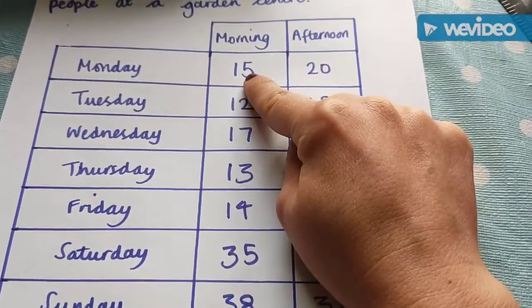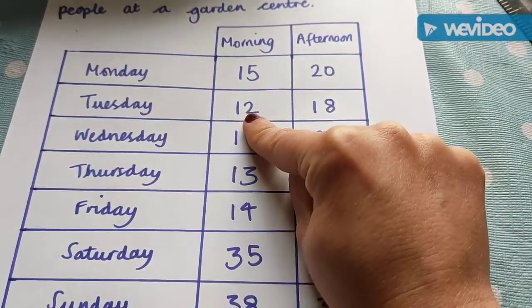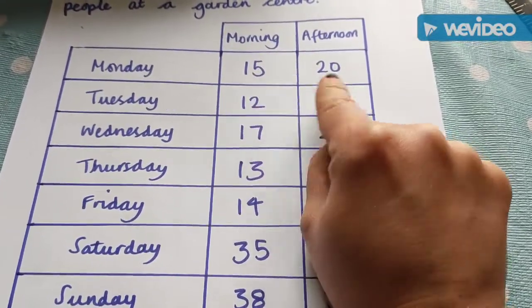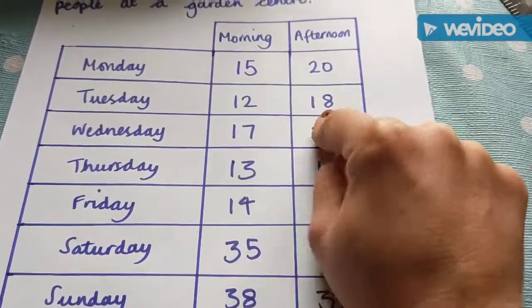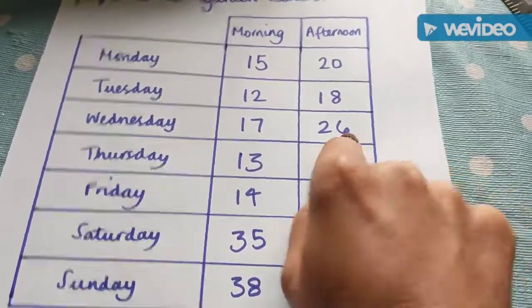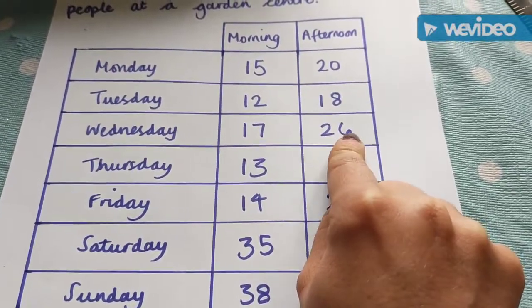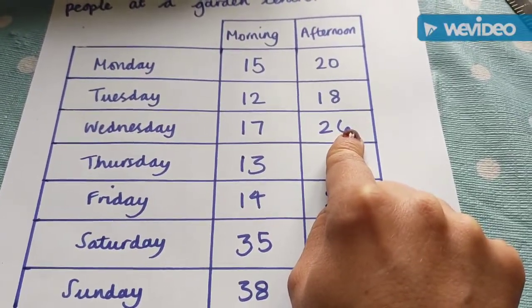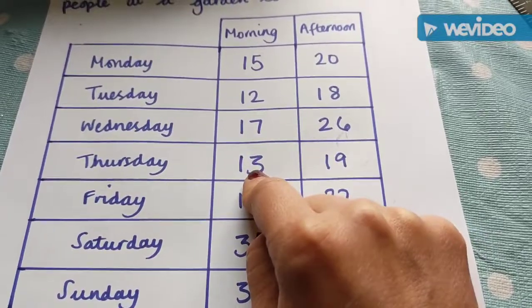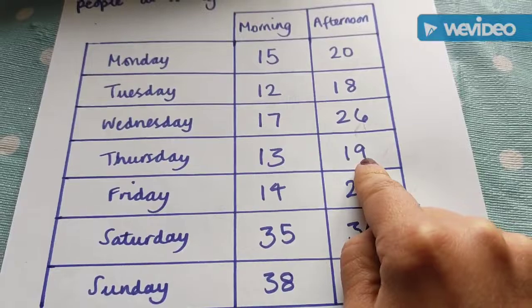So we've got 15 there in the morning, which is odd, but 20 in the afternoon, which is even. 12 in the morning, which is even because it ends with a 2. 18, even because it ends with an 8. We've got even in both. We've got 17, which is odd. 26, but that's even. And we're looking for one which is odd in both. 13, that's odd because it ends with a 3. 19, also odd because it ends with a 9.